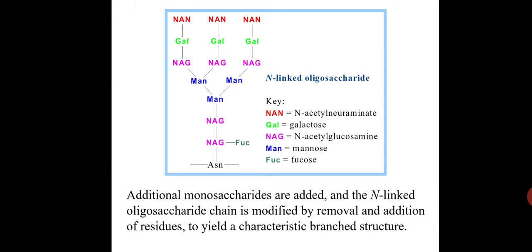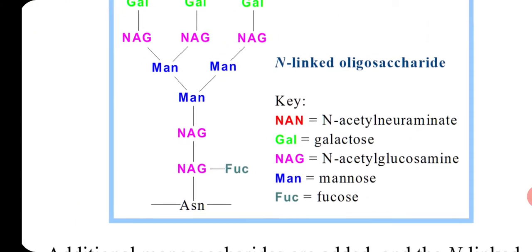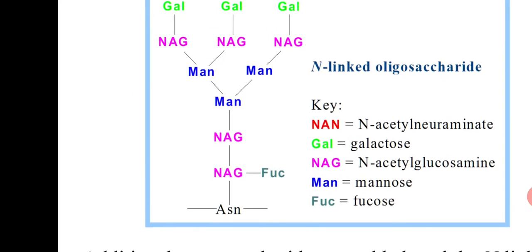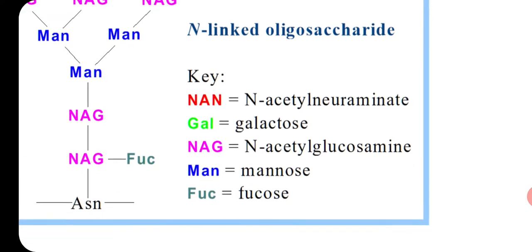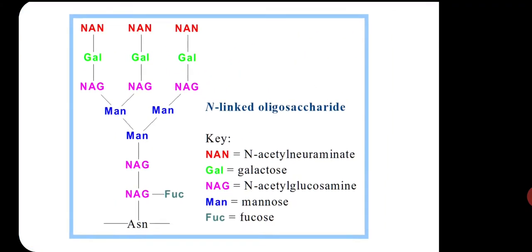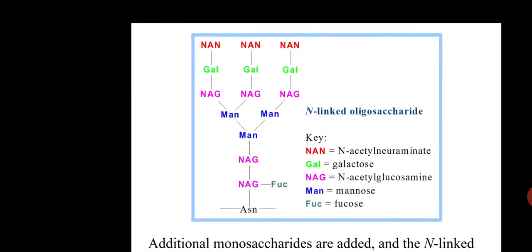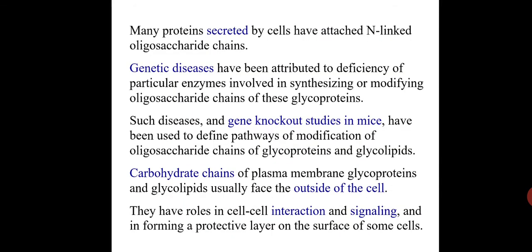Because of this, additional monosaccharides keep on adding, and the N-linked oligosaccharide chain is modified by removal and addition of residues to yield a branched structure. So this is the appearance. NAN is N-acetylneuraminate, GAL is galactose. So just remember this structure, right? This is the association of oligosaccharide with serine, or I can say the N-linked, I mean asparagine, right? So these are certain functions, certain associations of this. Remember the functions and all.